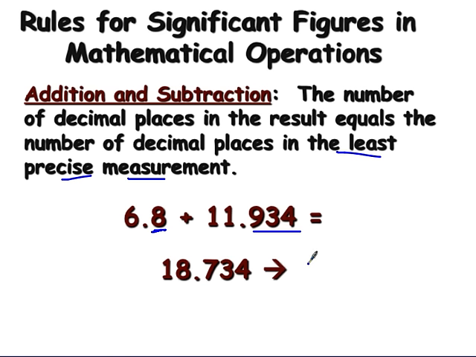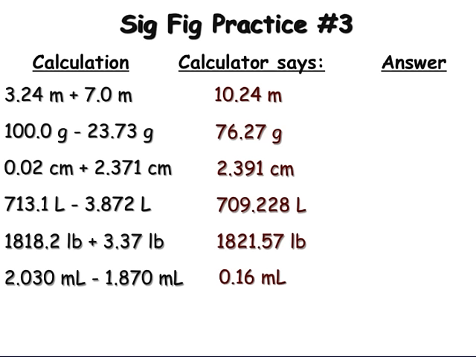So our answer is going to be 18.7. We leave it at 7 because the 3 is such a small number. So that's going to be 1 place past the decimal. It's not necessarily 2 sig figs. You have to round to the same number of places past the decimal. So let's do a few of those. In this one, our least amount of decimal places is 1 place past the decimal. So this is going to be 10.2.